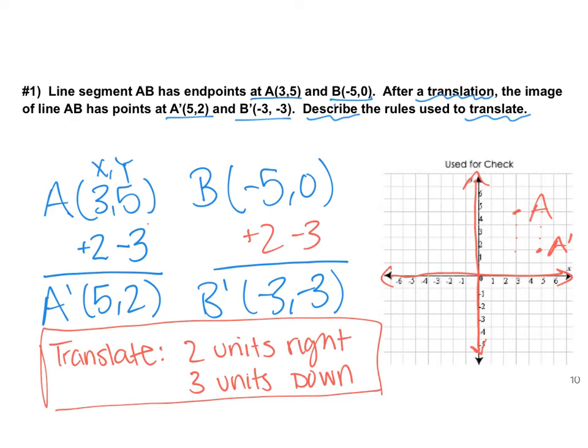You've got to tell me the verb, translate, and then which direction, how many units for X, which direction, how many units for Y. We have, I think, just one more practice problem, then your exit ticket. This one's going to be a multiple choice.